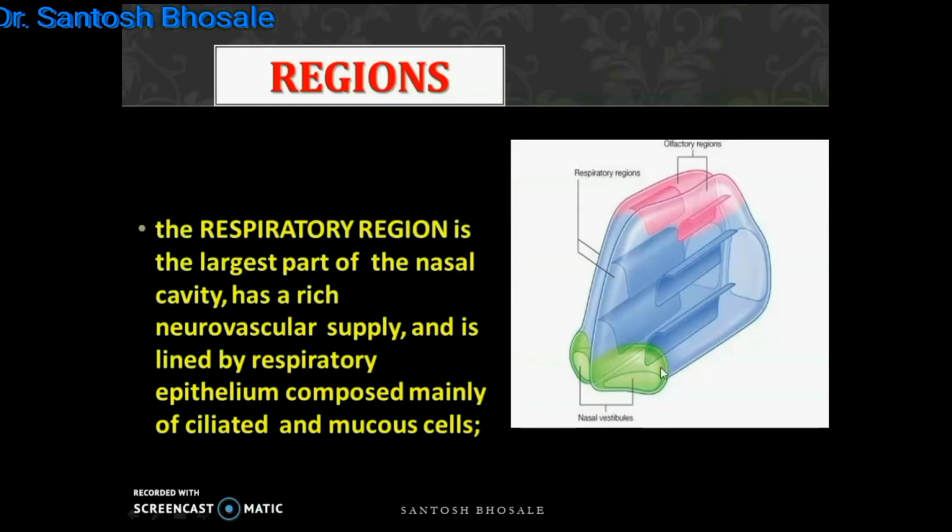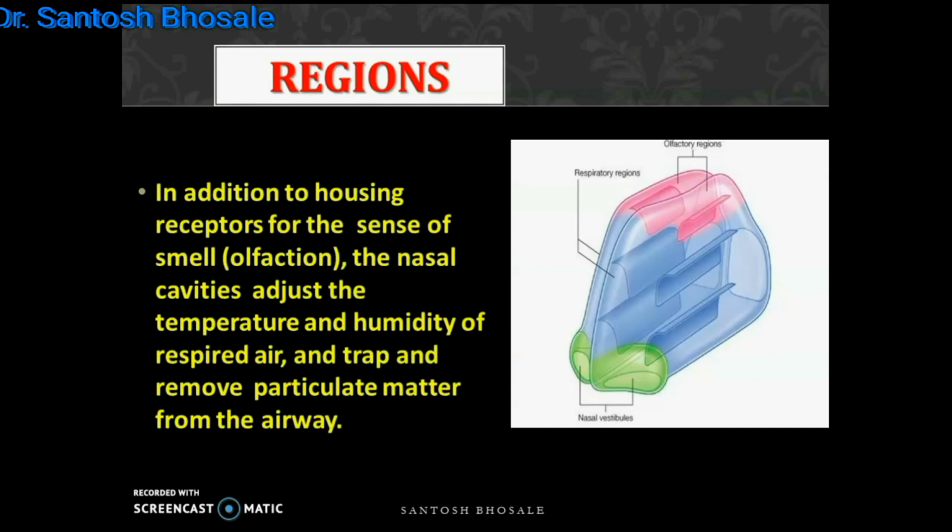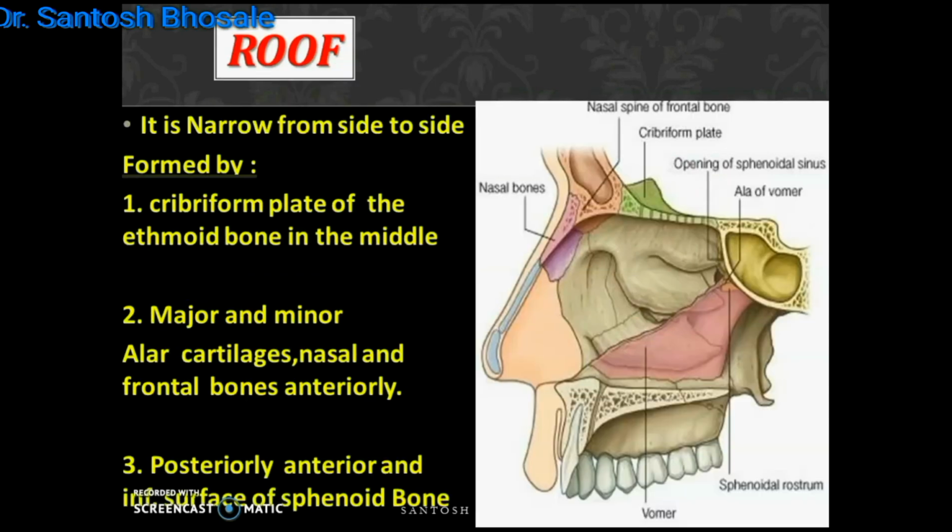And then the respiratory region, the largest part of the nasal cavity, has a rich neurovascular supply and has a smooth medial wall and an irregular lateral wall. The olfactory region is small, an area of around 5 square centimeters, 2.5 on either side of the nasal septum, and is lined by olfactory epithelium containing olfactory receptors. And the nasal cavity, along with all these, also helps in temperature regulation and humidification of the respiratory air and trapping of dust particles.